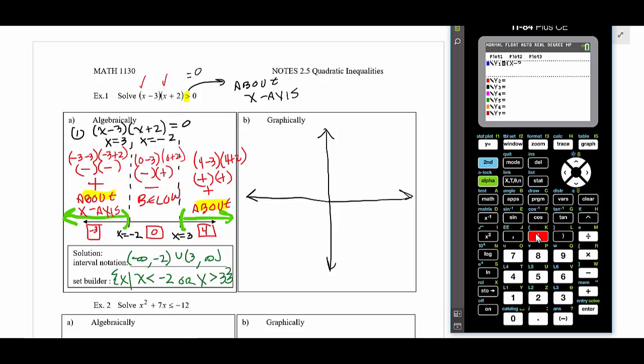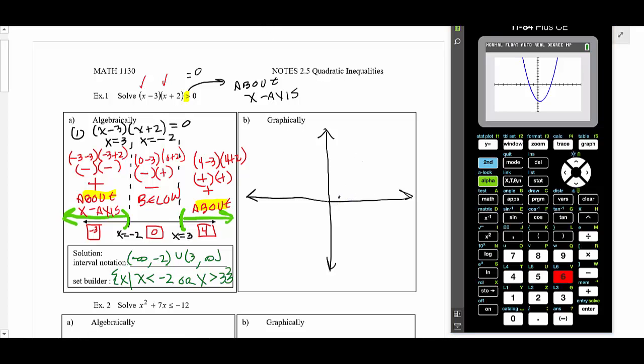So x minus 3, x plus 2, and then do a standard window. So set your window back to standard. This is where I go zoom number 6. So zoom 6 puts you back in a standard window. You have a parabola opening up, and this should answer it. It should do the same thing the sign chart does.